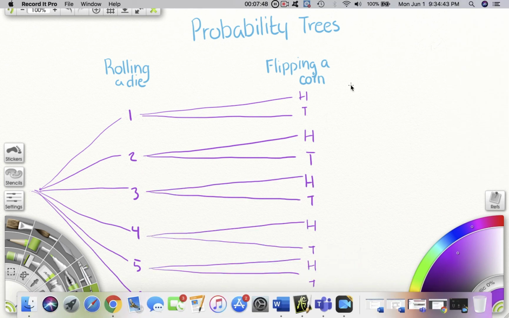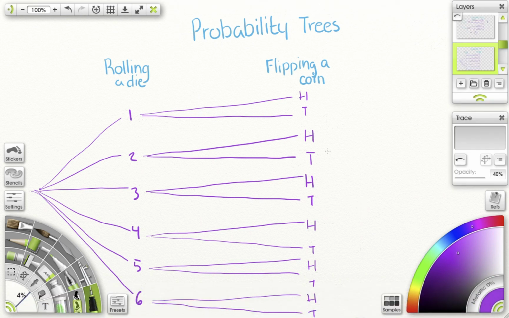All right, so there's my completed chart. So let's say I want to talk about the probability of me rolling an even number. That means I have to land on 2, 4, or 6, and then flipping heads. So I have way more possible outcomes this time. That means I have a 3 in 6 chance so far. If I get one of those 3 numbers, I'm on a good roll.